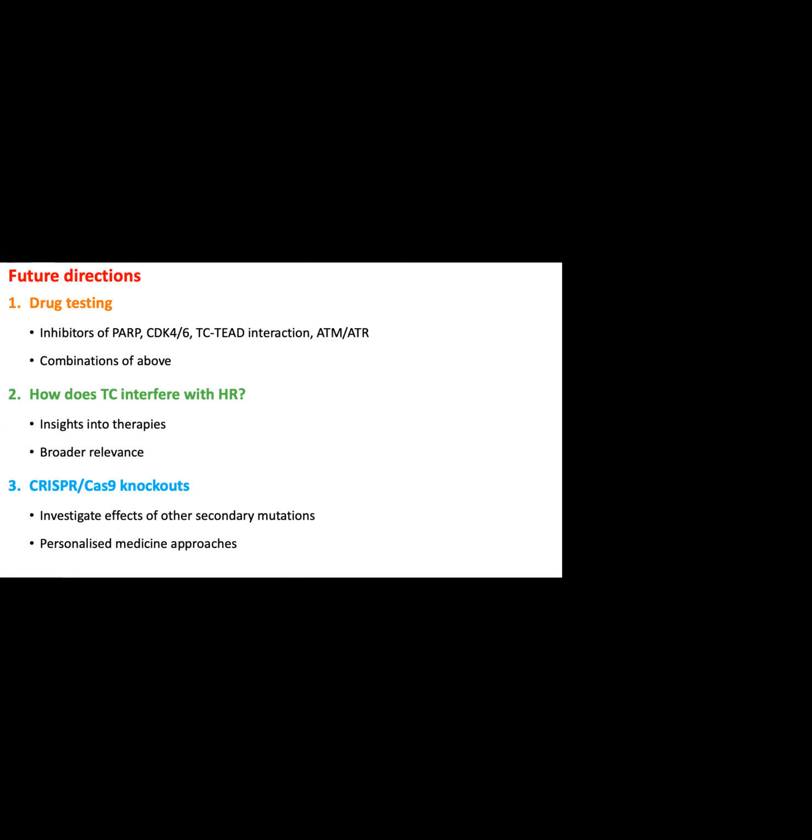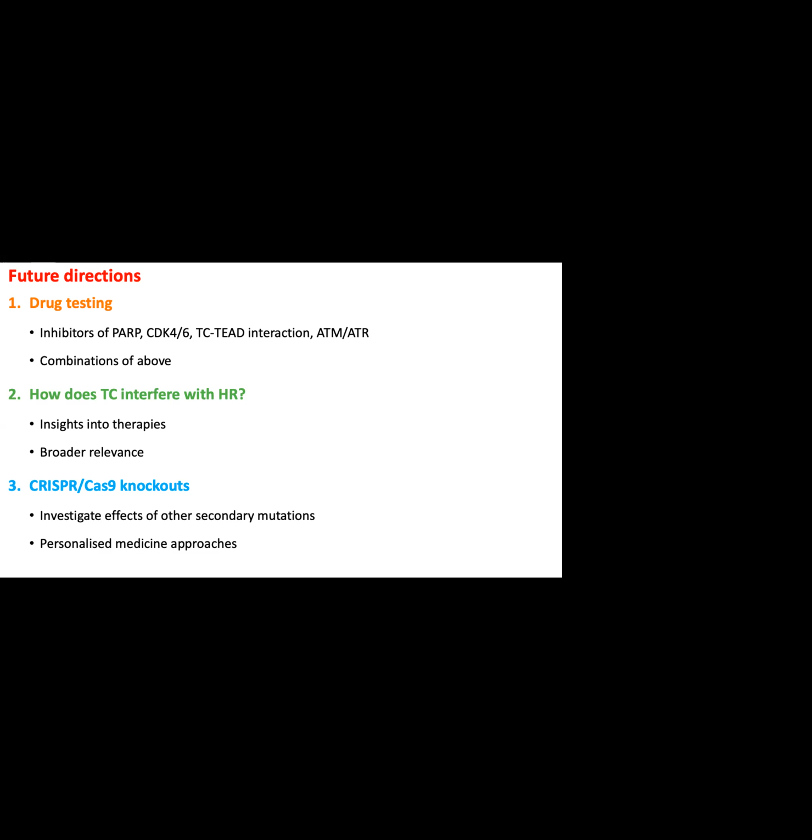So obviously the big one would be drug testing. Finding out that these cells are impaired in homologous recombination would suggest that PARP inhibitors could be useful, and that's something that I'm optimizing at the moment to look at viability after PARP inhibition in these cells. But also various other inhibitors that could be useful. So like CDK4 and 6 inhibitors could replace the activity of CDKN2A if that's been deleted.